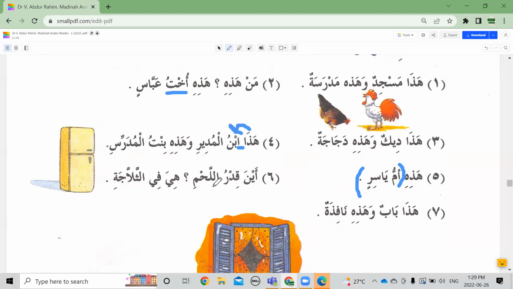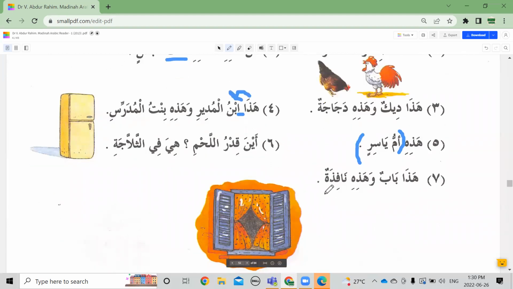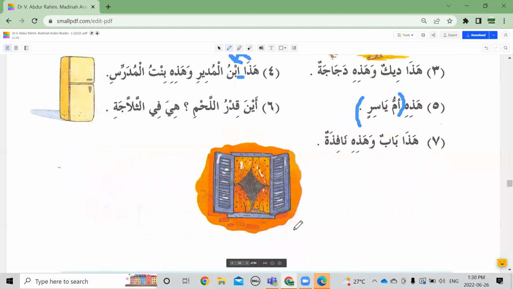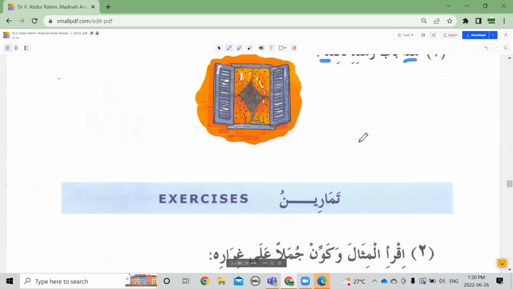Aina khidrul lahmi? Where is the pot of meat? Fis salajati. It is in the fridge. Haza babun wa hazihi nafidatun. This is a door and this is a window. Babun is masculine, so we use hadha for it, and nafidatun is feminine because of the tam marbuta, so we use hadhihi.